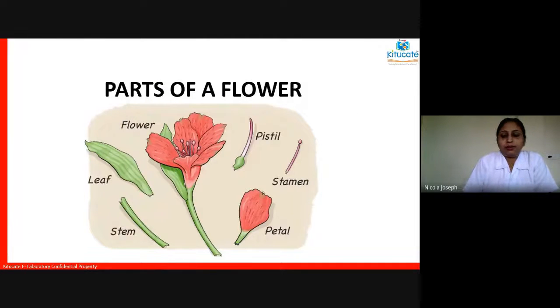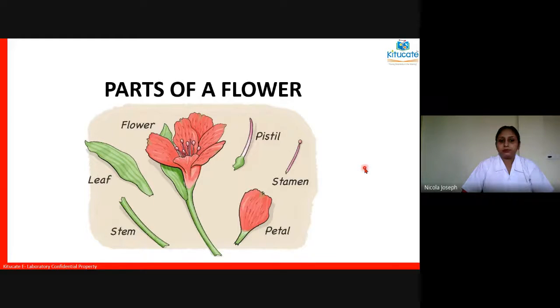So today we'll be learning about the parts of a flower. All of you must be knowing the parts of a plant, right? Who will tell me what are the parts of a plant? Who's going to tell me?